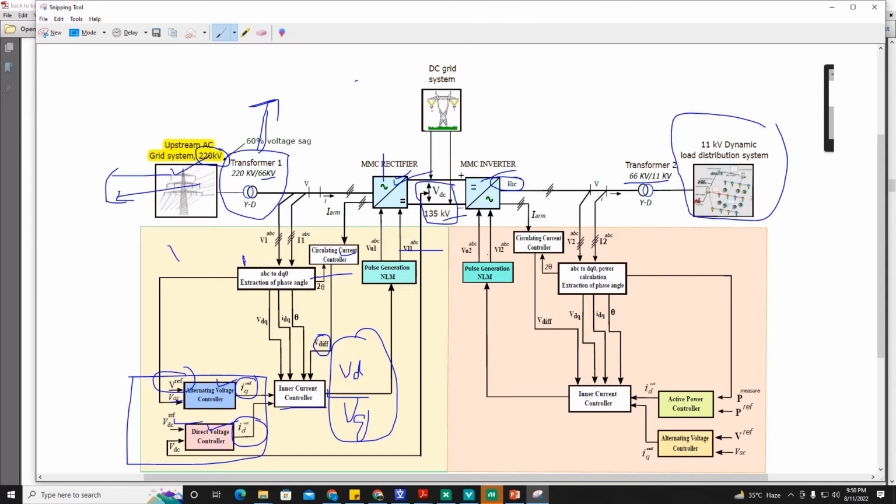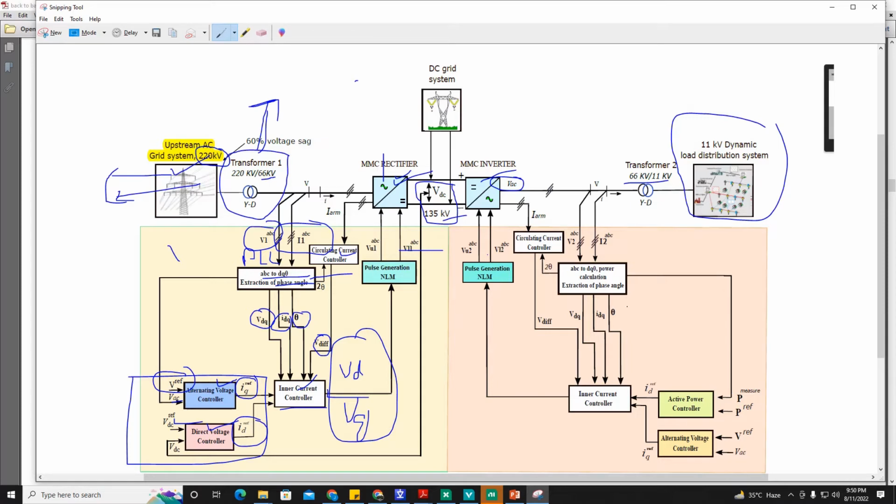Here we use a PLL block, and we convert the ABC voltages and currents into DQ components. Then we extract the phase angle, which is theta, using the PLL. These DQ components, the current DQ components and VD component, are the inputs to this inner current control. Then the output of the inner current control goes to the pulse generation in NLM, and then the gate signals are fed back to the rectifier. This is how it is working.